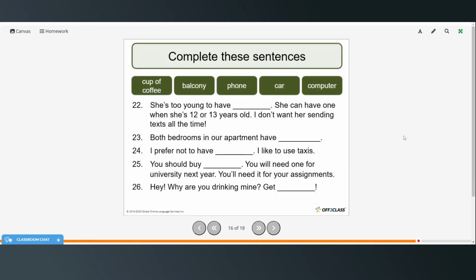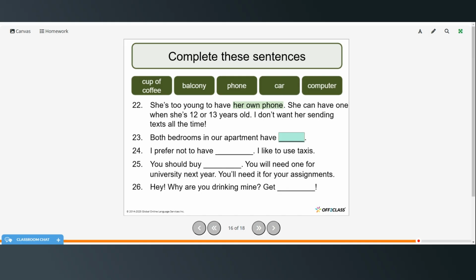All right, now complete the sentences with the words from the boxes. Pause the video, try it on your own, and then restart when you're ready to check your answers. She's too young to have a phone. She can have one when she's 12 or 13 years old. I don't want her sending texts all the time. Let's see, I'm sorry, this should be to have her own phone. Good.